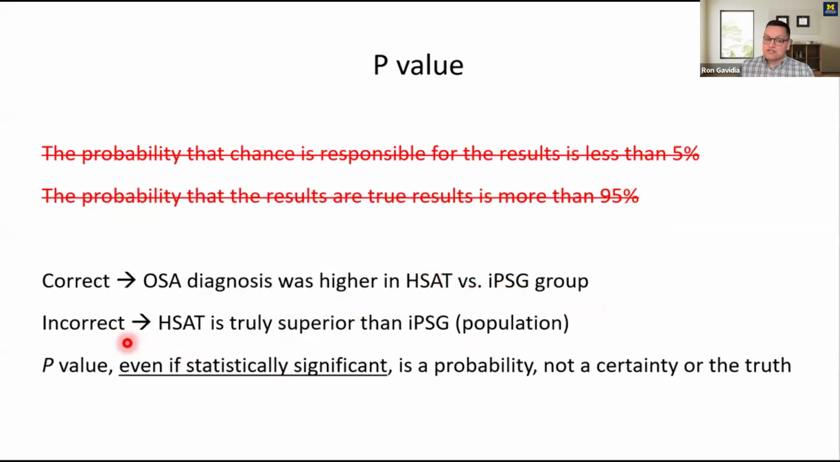However, it is incorrect to say that the home sleep apnea test is superior to the PSG because we already know that that's not the case, right? There is evidence that PSG is superior, is the gold standard. So the p-value, and this is important, even if it is statistically significant, it is a probability. So this doesn't mean that there is certainty, or it doesn't mean that this is true, okay?